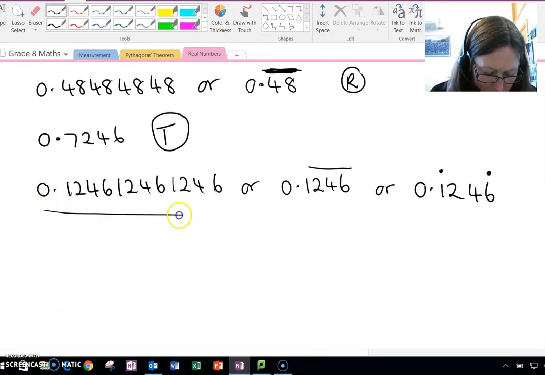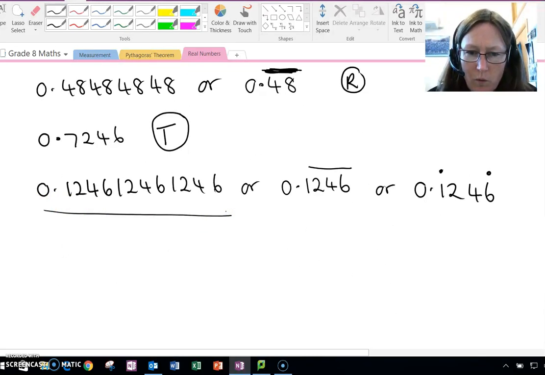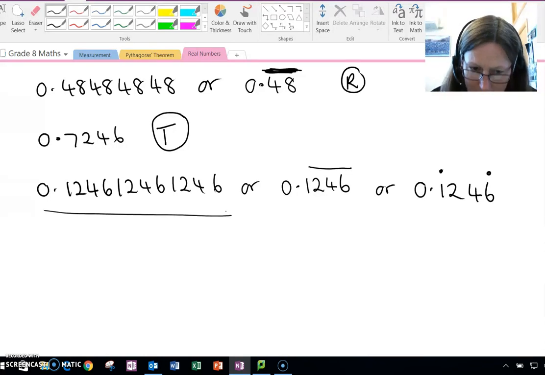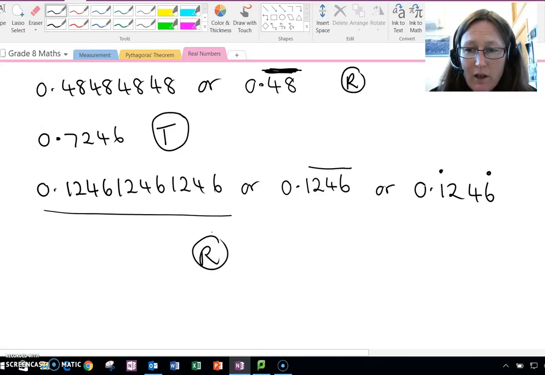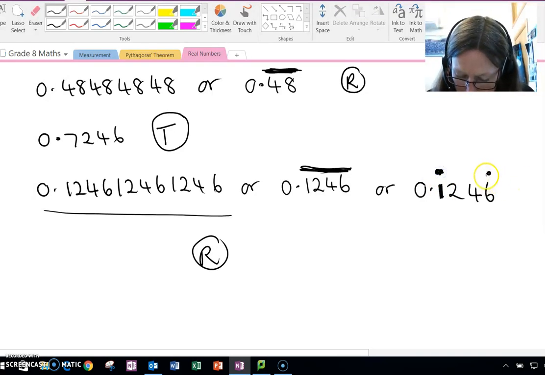This last one is also a recurring decimal, 0.1246, then it goes again, 1246, then it goes again, 1246. So it is recurring, but it's the 1246 that is recurring. So we can write this one 2 different ways. We either put a line above the 1246 so you can see that all of that is recurring, or the second way you can write it is you put a dot above the 1, the first thing that recurs, and a dot above the 6, the last thing that recurs, and that means that everything between the 1 and 6 recurs.